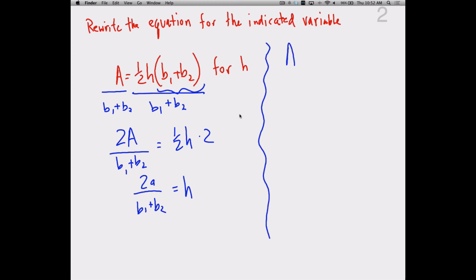Let's try one more. What's that the formula for, by the way? I know circumference. Area. Area of a circle. Solve that for r. Thank you for the pirate rendition. You're welcome.